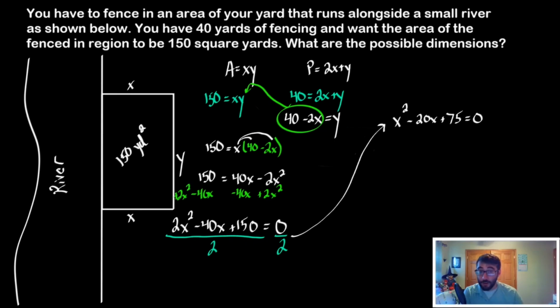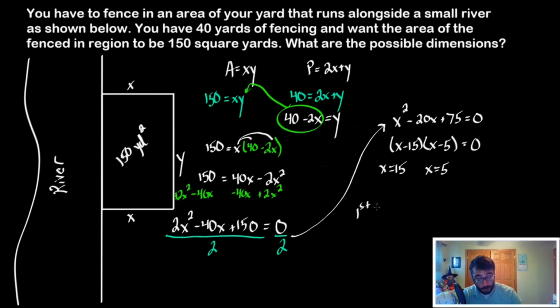Now, if you want to try factoring this on your own, feel free to do so, but I'm going to go straight to our factored form. This would end up factoring to x minus 15 and x minus 5. So we get x is equal to 15 and x is equal to 5. Both of these are positive in this situation, so we actually have two possible answers, and that's going to give us our two possible dimensions, okay? Remember, x represented the length of this rectangle.